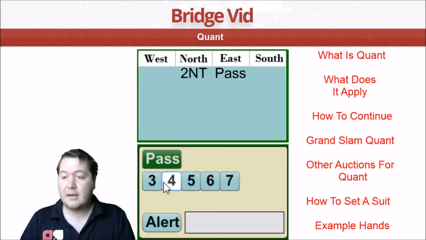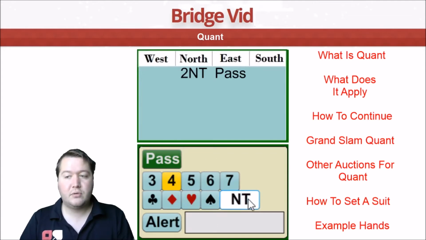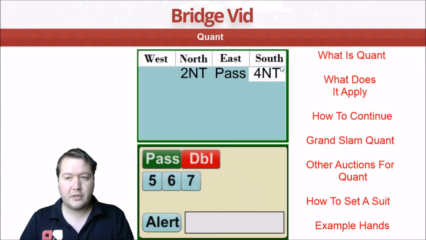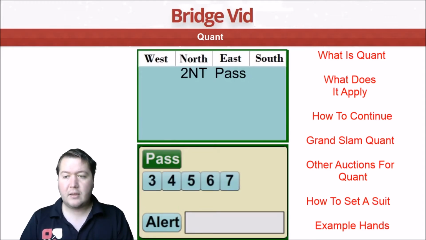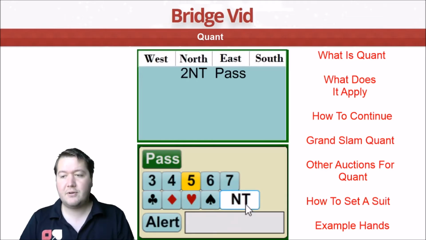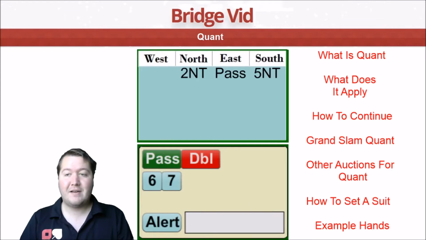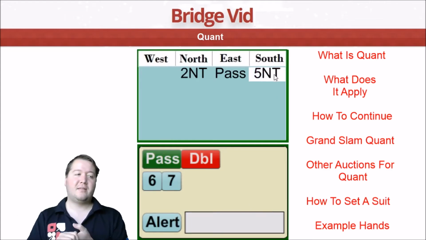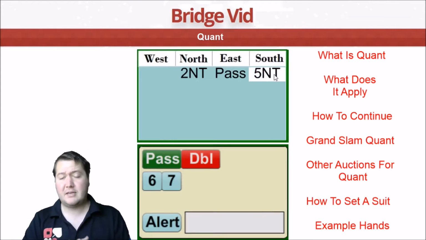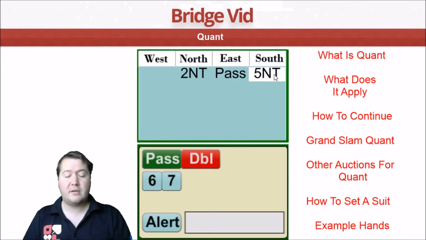Well, 4 no trumps is our invite to Slam. So this says if you're minimum, pass; if you're maximum, go to 6. If you're a bit stronger and have enough points, you can just bid 6 no trumps straight away. The Grand Slam Quant's a bit counterintuitive. What you can actually do is bid 5 no trumps. And this really doesn't come up often, but I just thought I'd bring it in there just to round out the knowledge of Quant.